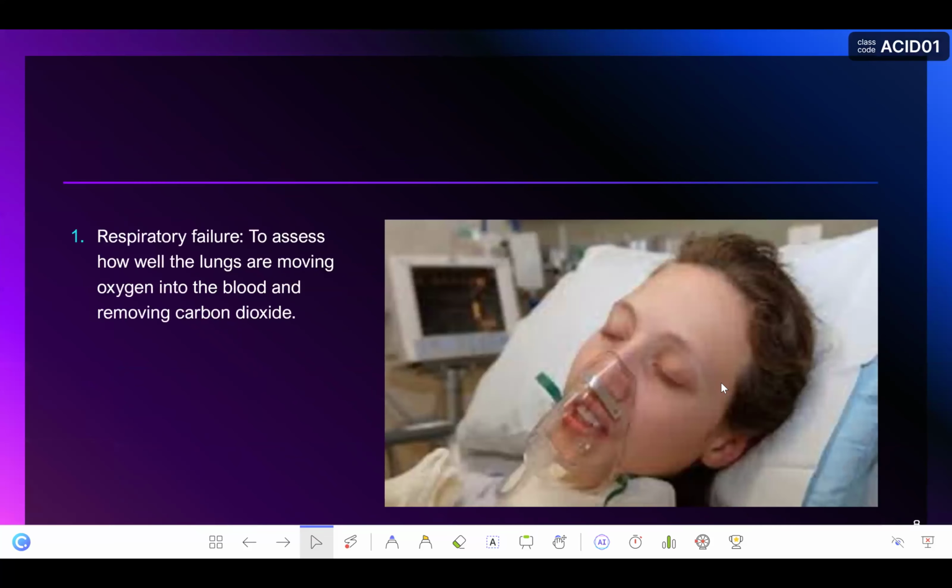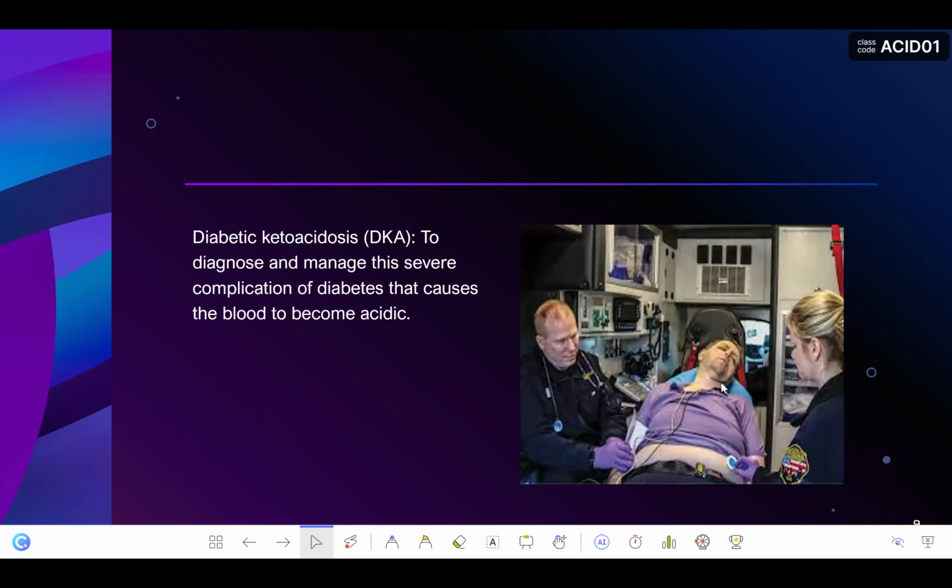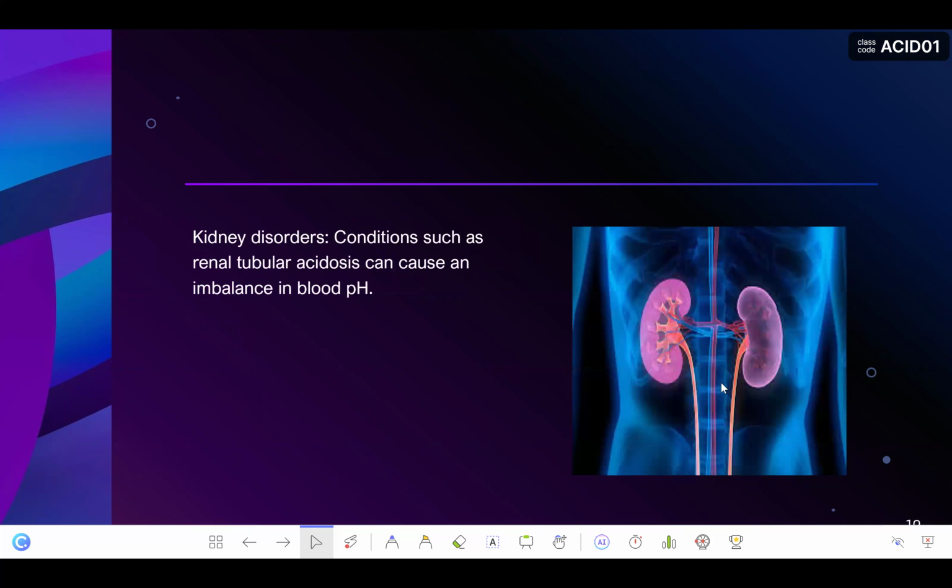In respiratory failure, we utilize it to assess how well the lungs are moving oxygen into the blood and removing carbon dioxide. In diabetic ketoacidosis, known as DKA, it is to diagnose and manage the severe complication of diabetes that causes the blood to become acidic. Kidney disorders, conditions such as renal tubular acidosis, can cause an imbalance in blood pH.